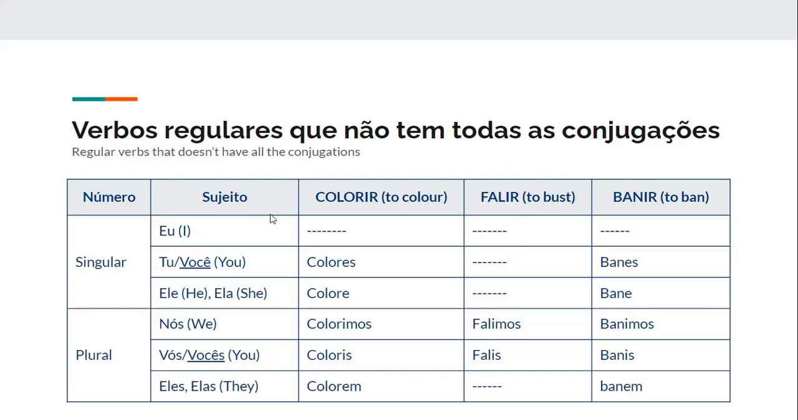So here we have eu. As you can see here, we don't have a conjugation for eu, and then skipping this part, we have tu colores, ele, ela colore, nós colorimos, vós coloris, eles, elas colorem. Falir, to go bust, nós falimos, vós falis. Banir, to ban, tu banis, ele, ela bane, nós banimos, vós banis, eles, elas banem. And that's it.